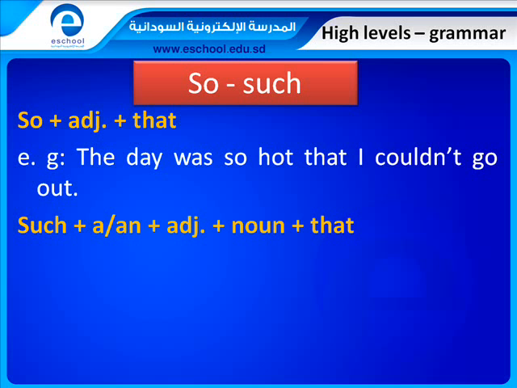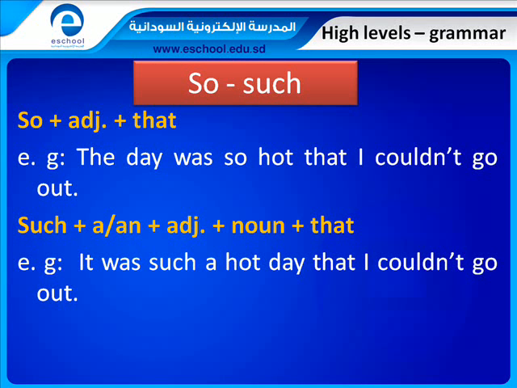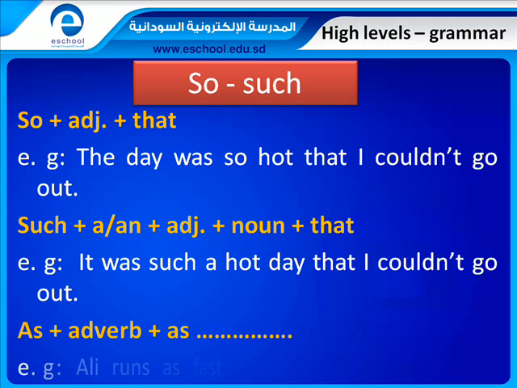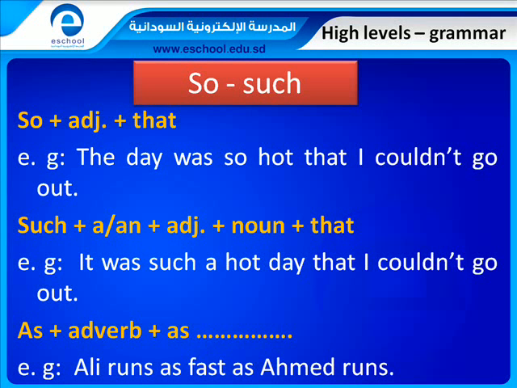Such plus a or an plus adjective plus noun plus that. If the adjective begins with a vowel letter, we use an. With a consonant, we use a. If the noun is plural, we do not use a or an. Example, it was such a hot day that I couldn't go out. Day is a noun, hot is an adjective, and we use a. Why? Because hot begins with h. As plus adverb plus as, or as plus adjective plus as give us equality. Example, Ali runs as fast as Ahmad runs.